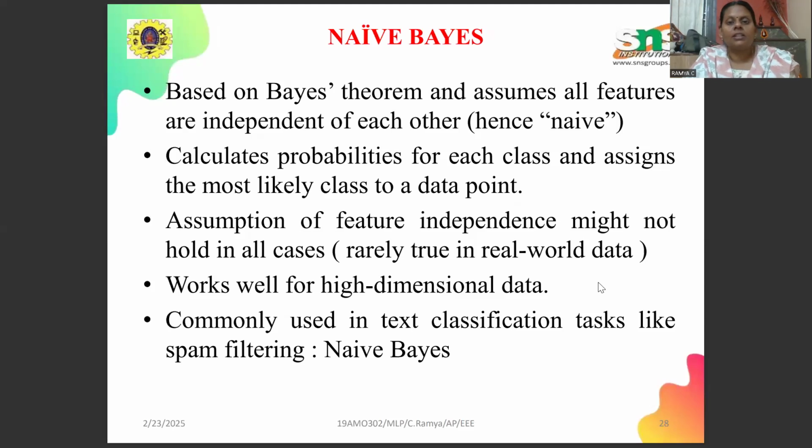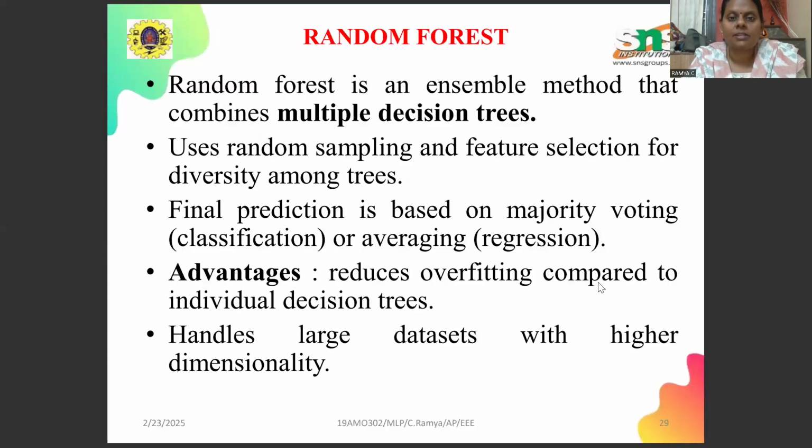Next one is naive Bayes. This is completely based on the Bayes theorem. We assume all the features are independent, and we calculate the probabilities for each class. We also assign those classes to data points. Here the assumption of feature independence might not hold in some cases. And naive Bayes is preferred for high dimensional data.